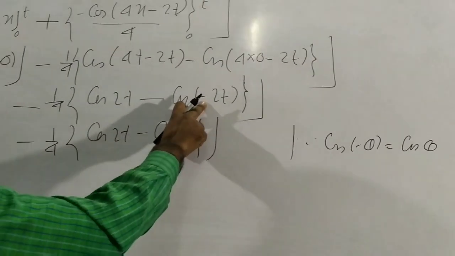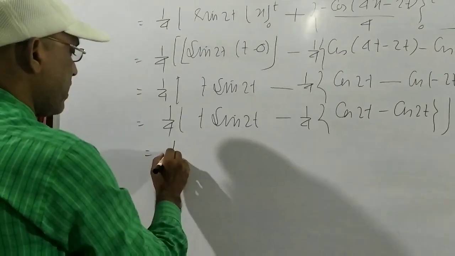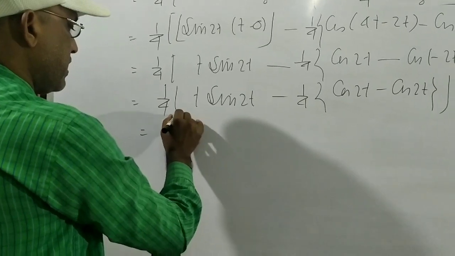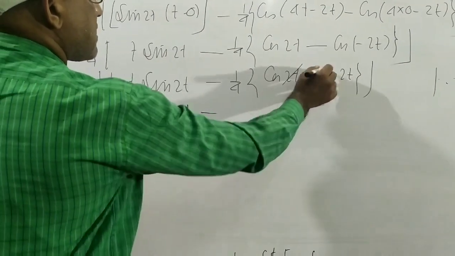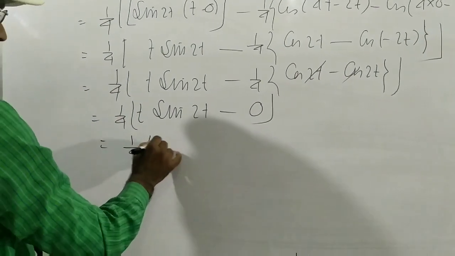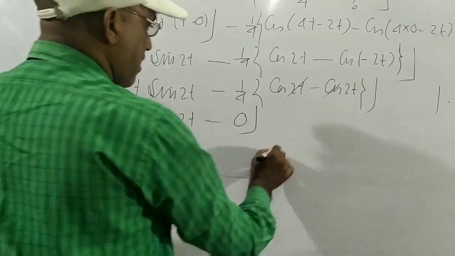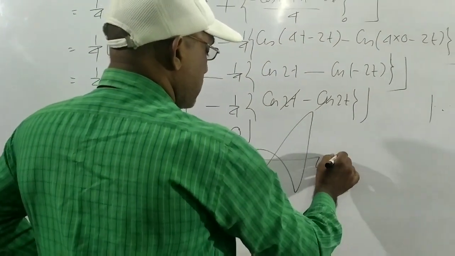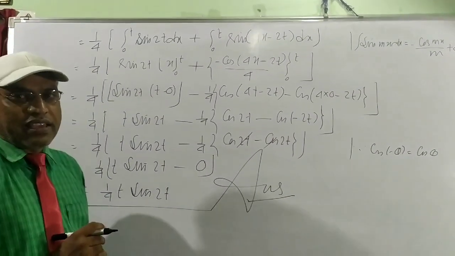So this is minus twice t, then this will be plus, and this cancels. We get 1 by 4 t sine twice t, and this term is 0. So we get 1 by 4 t sine twice t, and this is our final answer. So by using the convolution theorem, we get this is the answer.